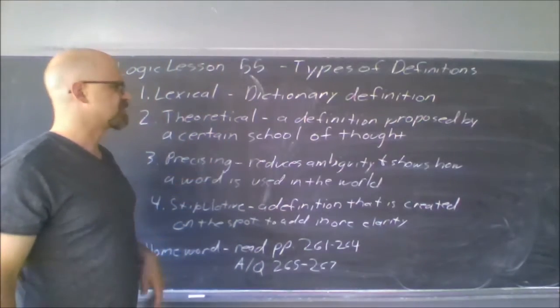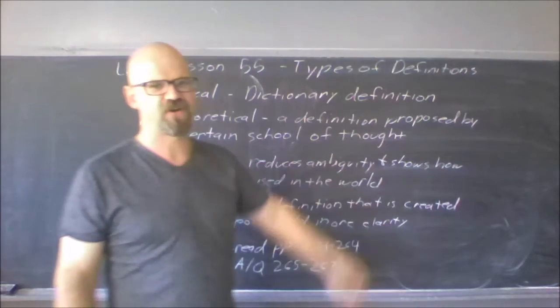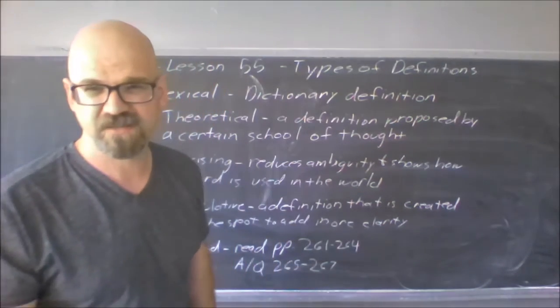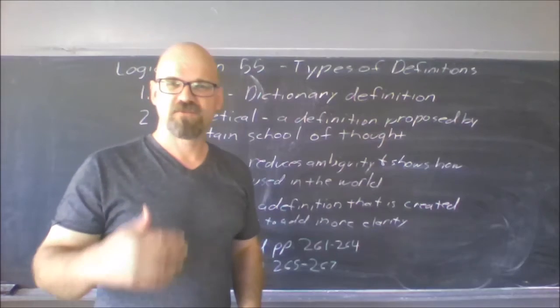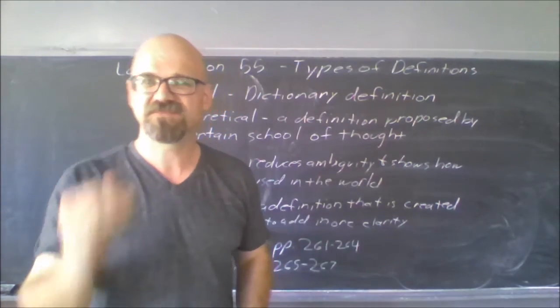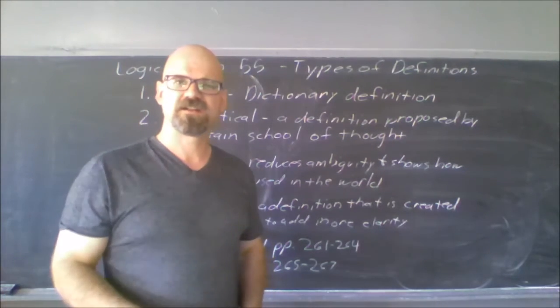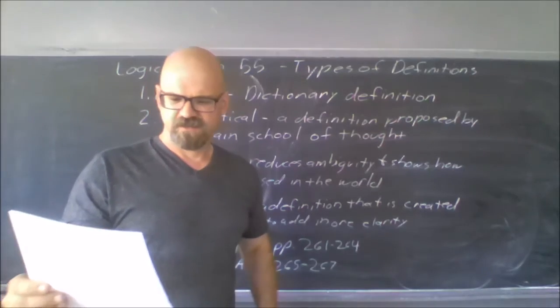So a theoretical definition is a definition proposed by a certain school of thought. It depends what kind of philosophical leanings you have, what kind of theological leanings, what kind of camp you're in, what kind of belief systems you have. That's going to affect how you theoretically define words.